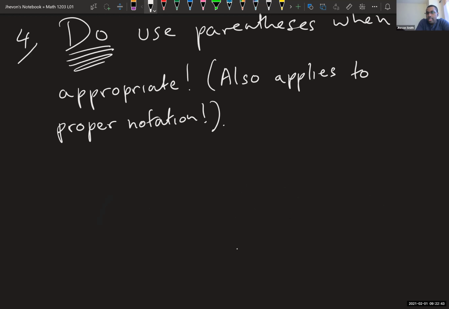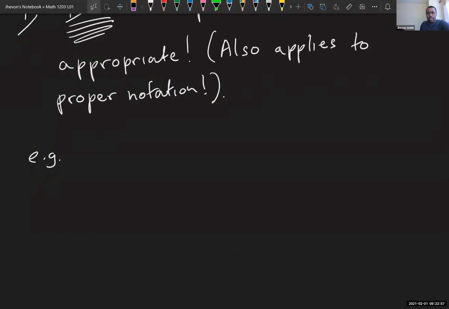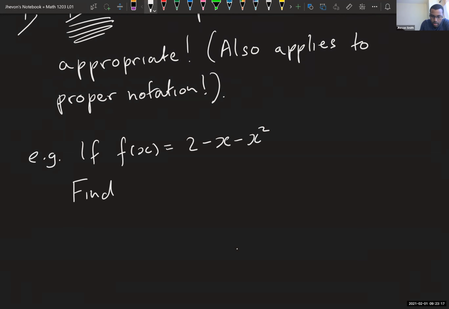So in regards to this, I think I want to actually try a problem with you guys. Again, it's very early morning. Let's get the brain greased up. Let's do this problem together. So suppose f of x equals 2 minus x squared, find f of x plus h minus f of x, over h.